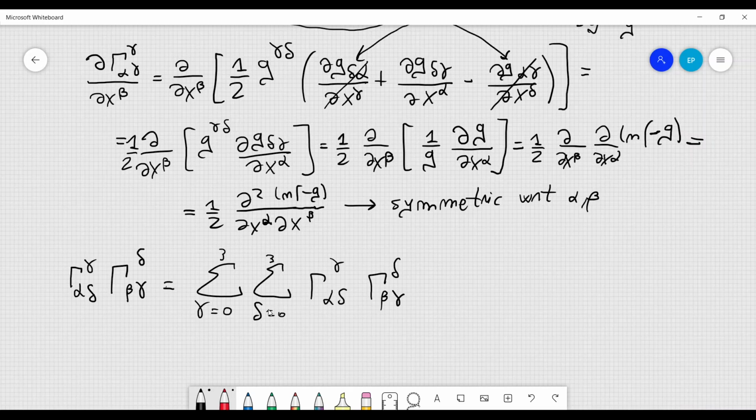Therefore, we can change the name of these two indices. For example, I can call delta gamma, and I can also call gamma something different, for example delta. So this expression is also equal to gamma delta. Instead of lowercase gamma here, I will put delta. Alpha remains the same, but instead of this lowercase delta here, I will have to put gamma.